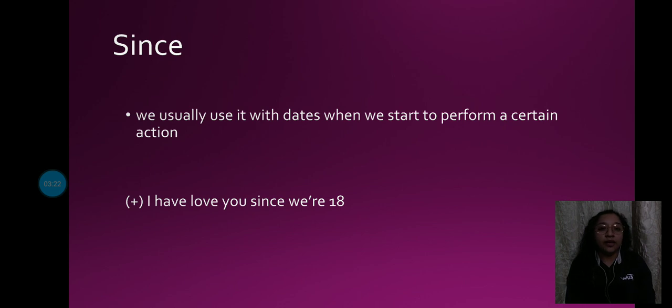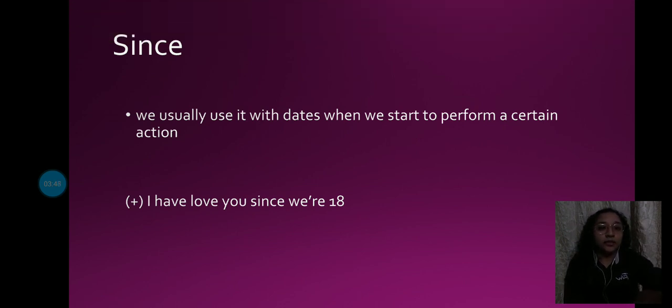Okay, so now we have since. We usually use it with dates when we start to perform a certain action. For example, I have loved you since we were 18. That means that we started to love somebody at the age of 18, but we don't know when this is going to end.